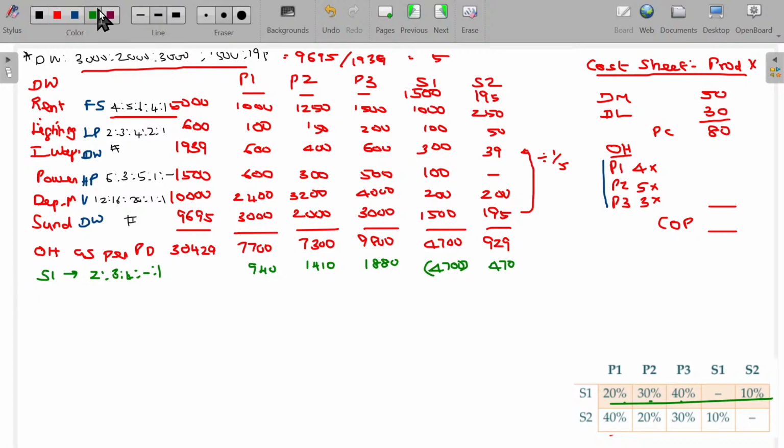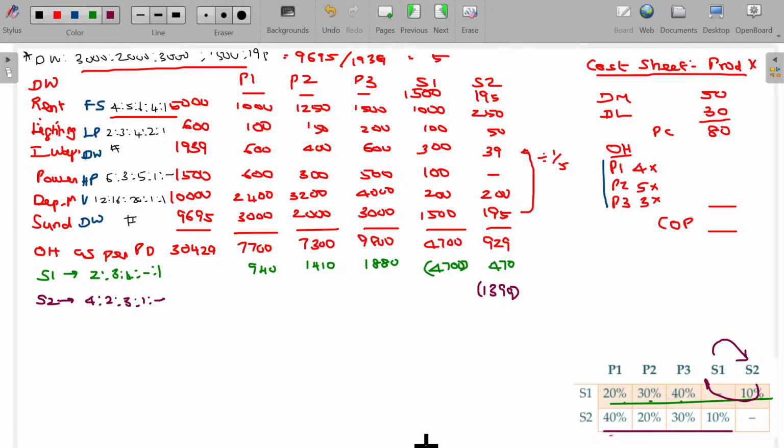Similarly, next step, S2 to others. This will be shared in the ratio of 4:2:3:1. The total of this being 1,399. Both values will now be redistributed to the other departments. See, here is give and take. Give and take means S1 renders service to S2. Similarly, S1 gets the service from S2.